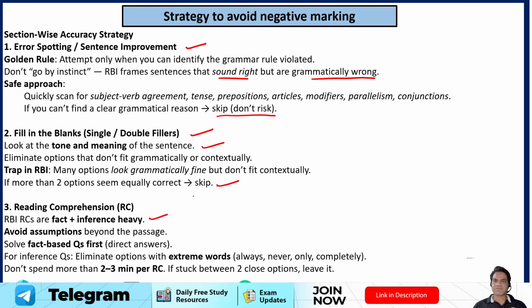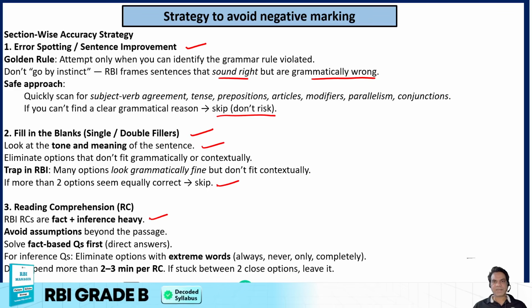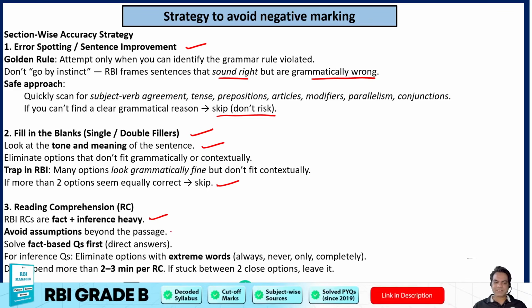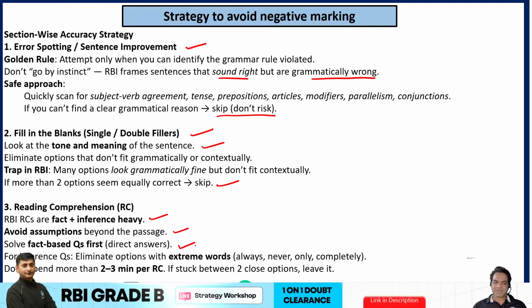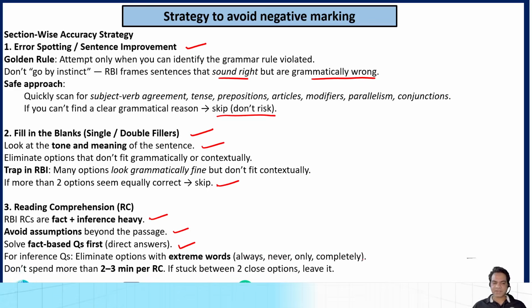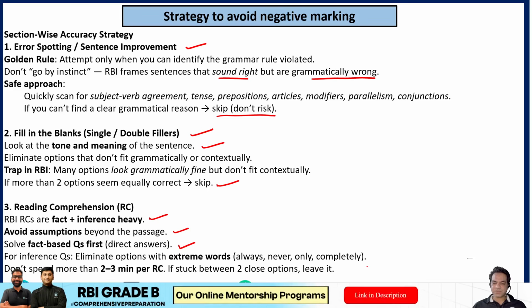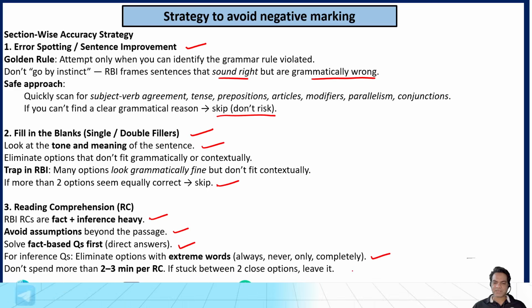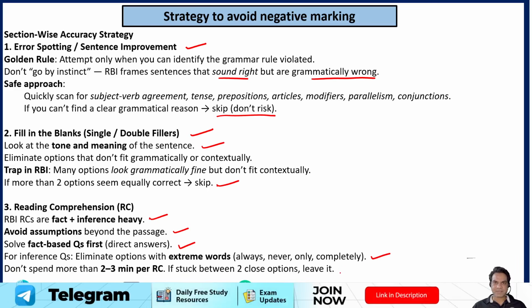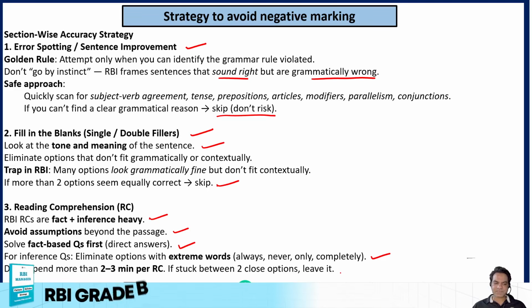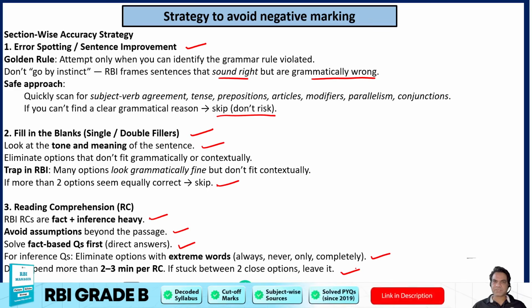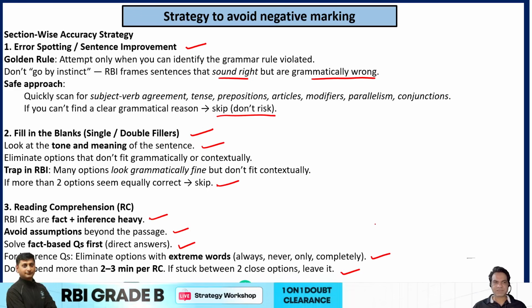Now in reading comprehension, RBI reading comprehensions are fact and inference heavy. So they will be full of questions based on facts, factual questions, and inferential questions will also be there. So avoid assumptions beyond the passage. Do not assume anything beyond the premises of the passage. Solve fact-based questions first, direct questions which you can locate in the passage. For inferential questions, eliminate options with extreme words like always, never, only, completely, every time, right? So eliminate those options first, and don't spend more than 2 to 3 minutes on every question in RC. If you're stuck somewhere, leave it, because you don't have the luxury of time. So that is a strategy to avoid negative marking in your exam.